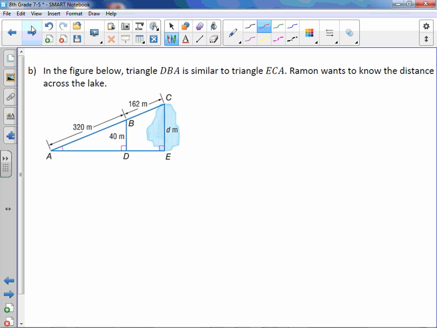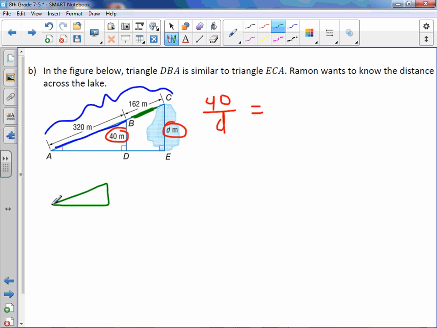Letter B. In the figure below, triangle DBA is similar to triangle ECA. Ramon wants to know the distance across the lake. So 40 corresponds with D. And this is where it gets a little tricky. We have this length, but we do not know the entire length. We know this little bit here, but not the entire thing. So let me redraw this here.